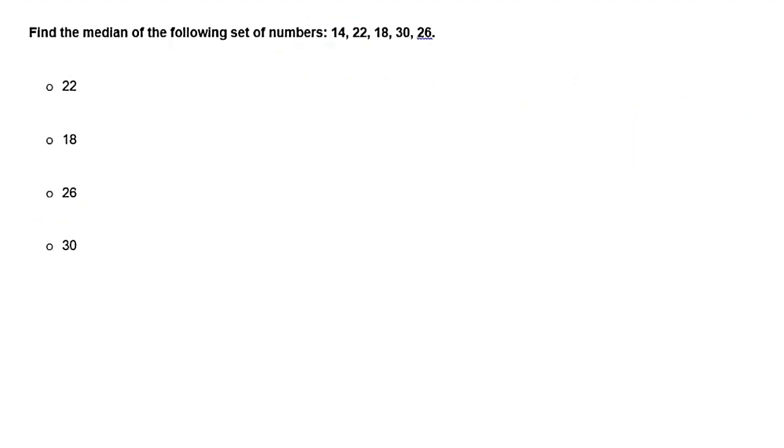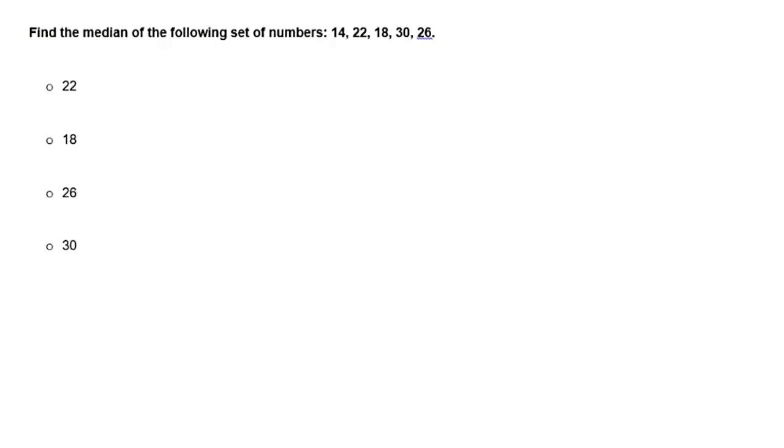Great job. Find the median of the following set of numbers: 14, 22, 18, 30, and 26. Is the answer 22, 18, 26, or 30? To find the median, arrange the numbers in ascending order. Let's start by remembering what median is. Median is basically the middle number. So if we have the numbers 1, 2, 3, 2 would be our median.